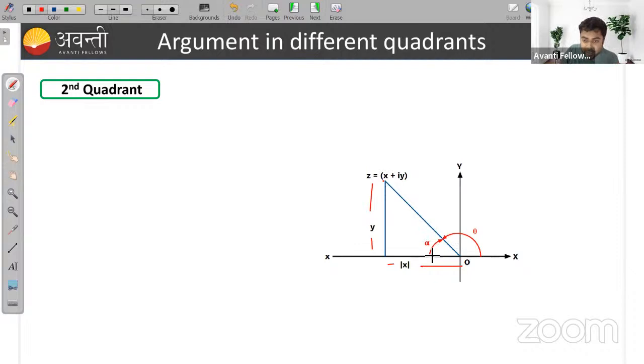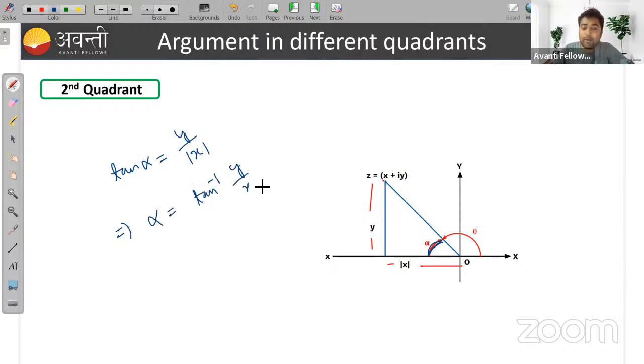If this angle is alpha, then what is the argument? So we try to find it in the right angle triangle, which is lying in the second quadrant of the Argand plane. In the right angle triangle, tan of alpha will be y upon mod x. So alpha is equal to tan inverse of y upon mod x.